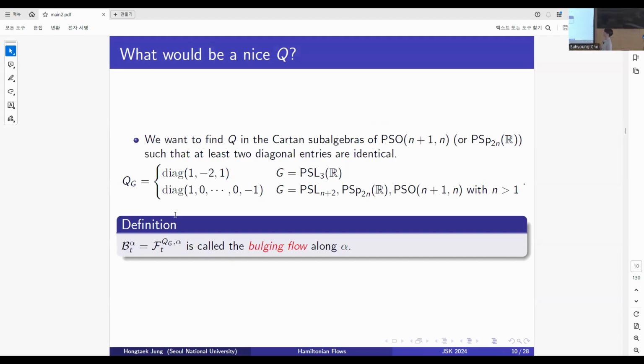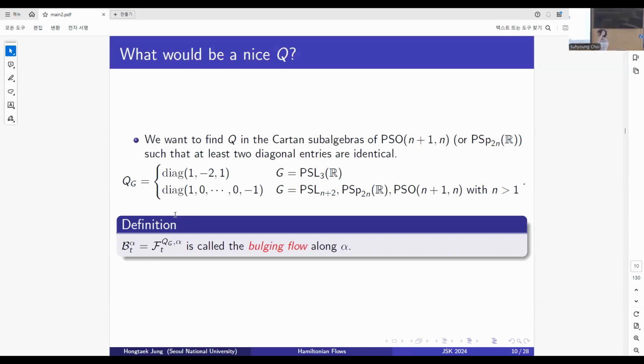A nice N should satisfy the following condition. We have to pick Q from the Cartan subalgebras of PSO(n+1,n) or PSp(2n), depending on the dimension. Q is a Cartan subalgebra element, a diagonal matrix, and you request that this Q has at least 2 repeating diagonal entries.